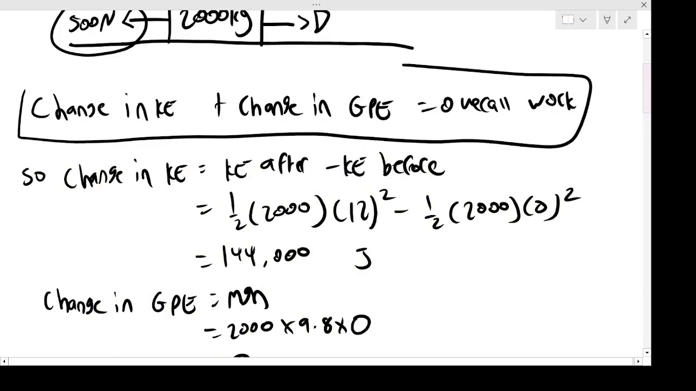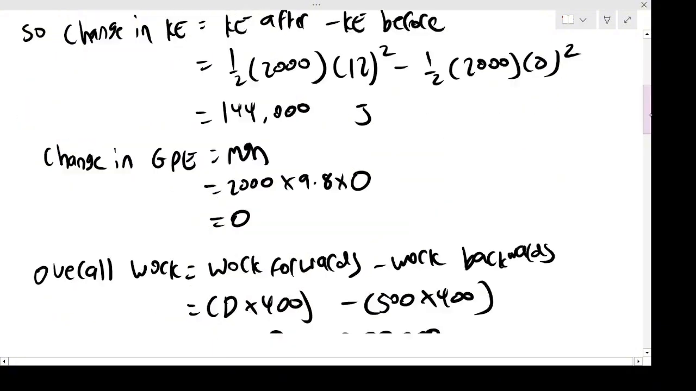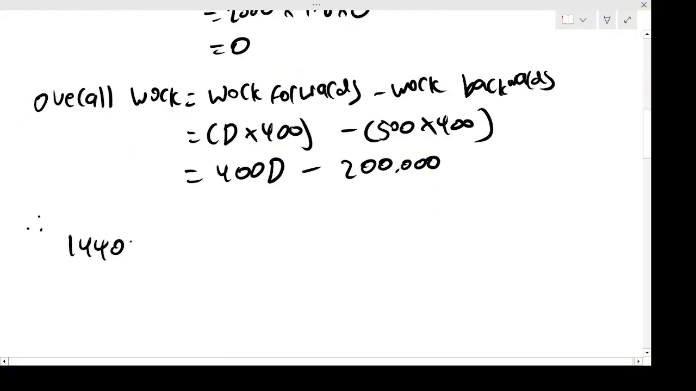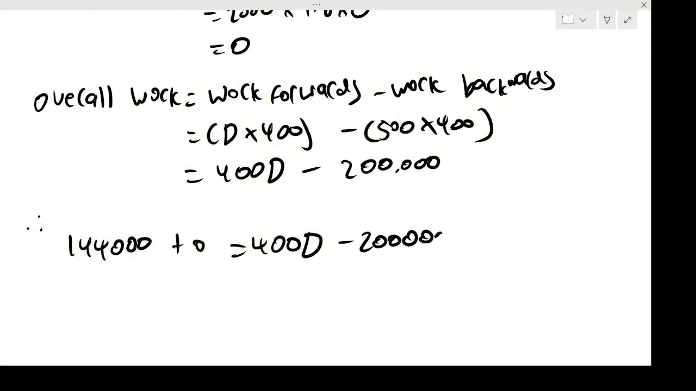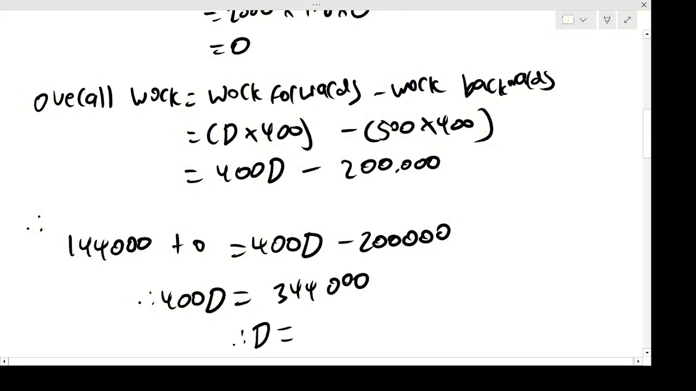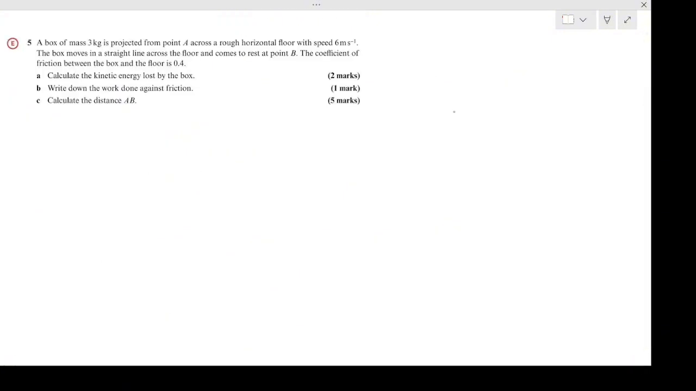So now hopefully happy with that, so therefore I can substitute it into my work energy principle formula here. So the change in kinetic energy is 144,000 plus 0 for the change in gravitational energy. It's going to be the overall work of 400D, take away 200,000. Then you can see I can work out D quite nicely if I just solve this equation. So I'm going to get 400D to be 344,000. Then I divide by 400 to get my driving force D to be 860 newtons.